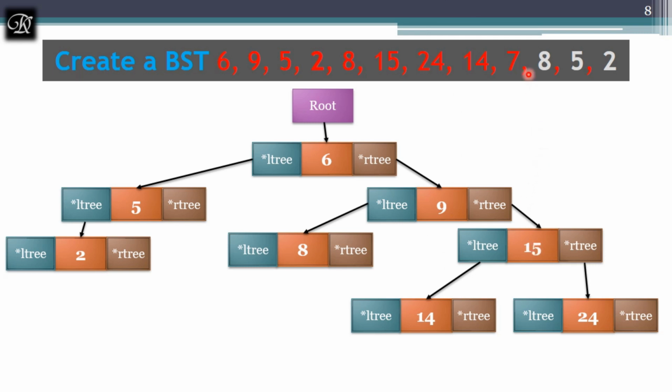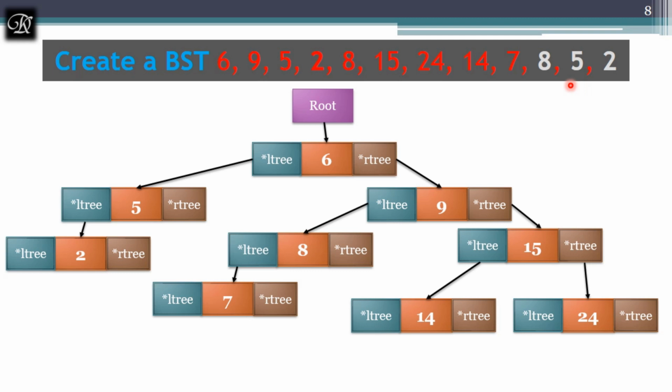And take up 7. 7 is greater than 6, smaller than 9, and smaller than 8. That's why it has become a left node of the 8. And take up 8, which is a duplicate value. That's why I have given these in a different color.